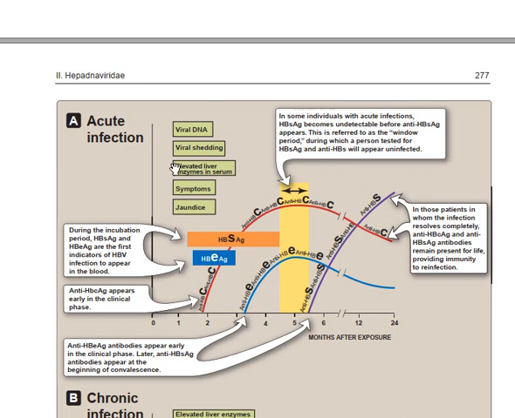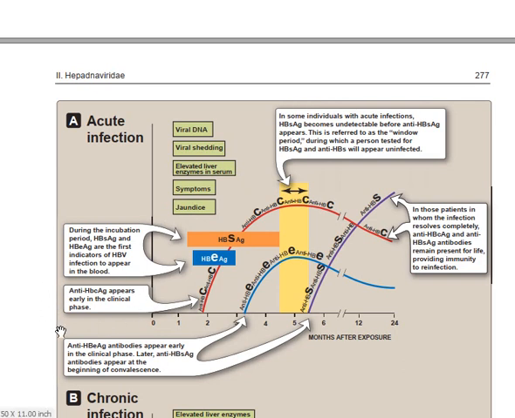So in acute infection, you can have viral DNA. The generalities here: you have viral DNA, you have viral shedding, you have elevated liver enzymes, you have the symptoms, and you have jaundice. Is it clear? Now at the beginning, in the early phase, you have anti-hepatitis B core antibody appearing in the early clinical phase.